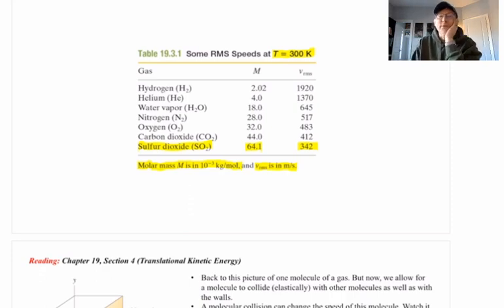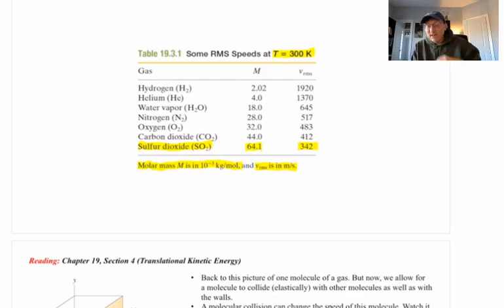Already 342 meters per second seems pretty high. It's close to the speed of sound, right? Of sound waves in air. Then there's carbon dioxide and oxygen and nitrogen. As we go up, they get lesser molar mass, and the RMS speeds get larger. Now we're into the 400, 500, 600 meter per second on average.